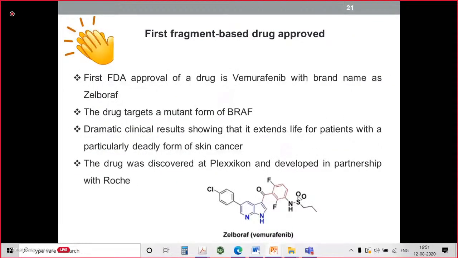Now, what I discussed earlier is the drugs which were initially screened or identified based on the fragment-based drug design approach. But the interesting example which I'm going to discuss is the first approved drug by the FDA using fragment-based drug design. This is vemurafenib, sold under the name Zelboraf. This is a very useful anti-cancer drug targeting BRAF.